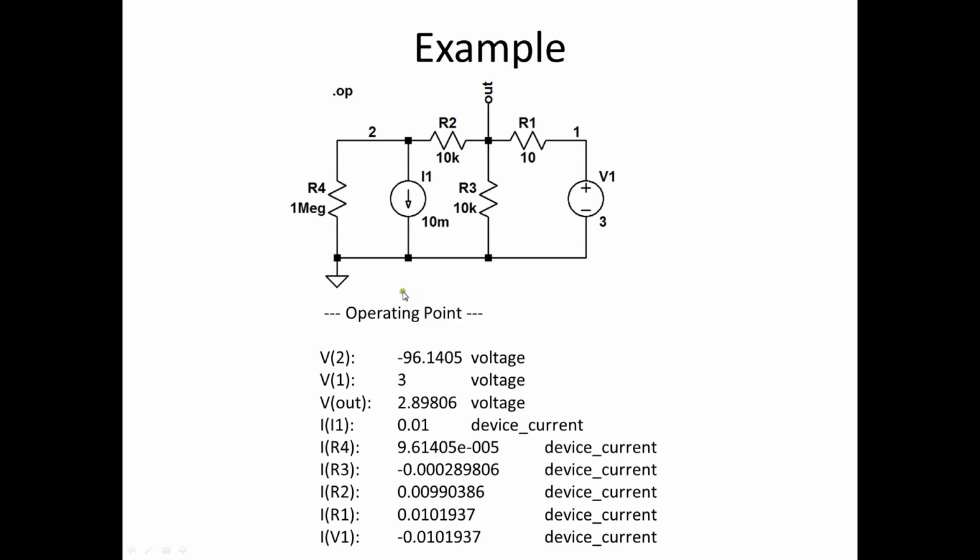This is the example in the book, but I have changed the numbers so that you can have another example to follow. And I've run it in LT Spice to see that, yes, it's 2.89 volts coming off of V out. I have a voltage supply, positive to negative, and I have a current supply forcing current this way. And I have these resistors.